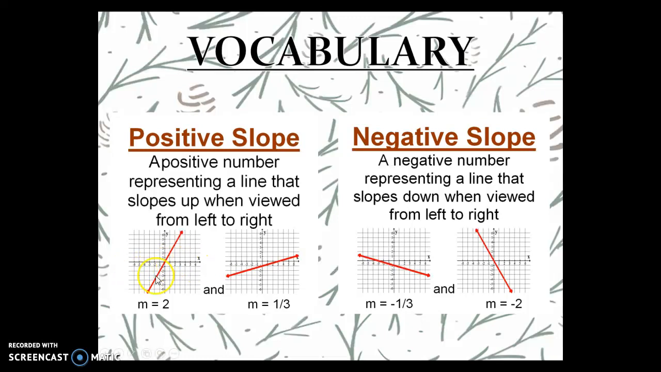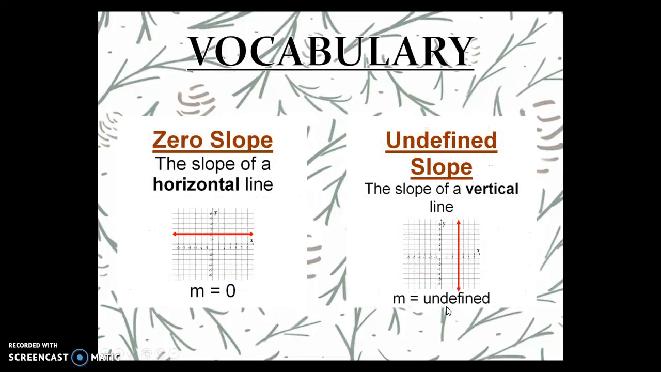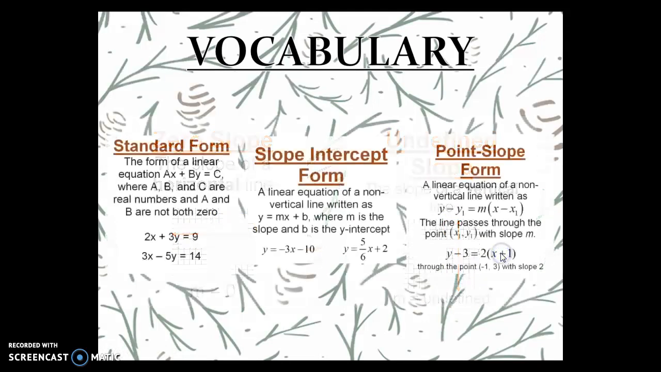Positive slope, if you read it like a book, it goes up. Negative slope, if you read it like a book, it's going down. Zero slope is straight. Remember, like a heartbeat, it's flat-lined. It's got zero heartbeats. Undefined slope is straight up and down.